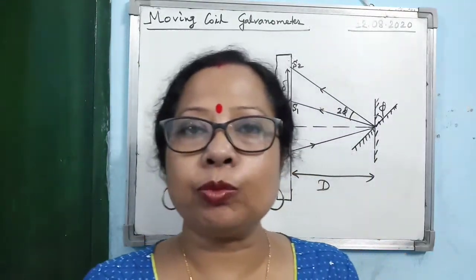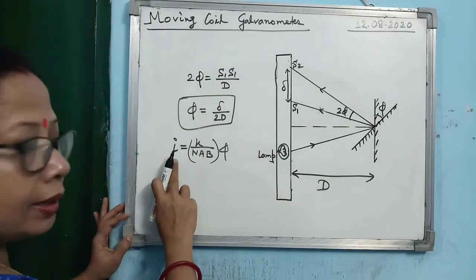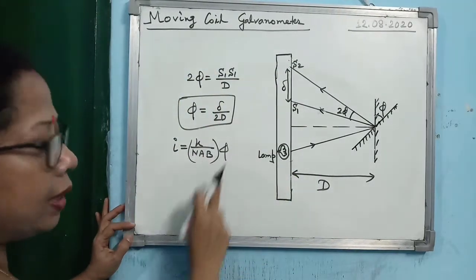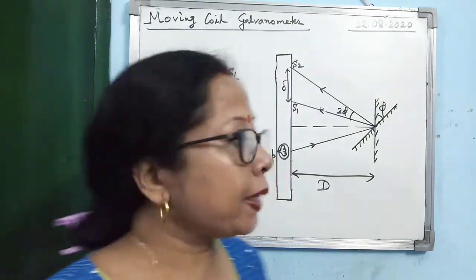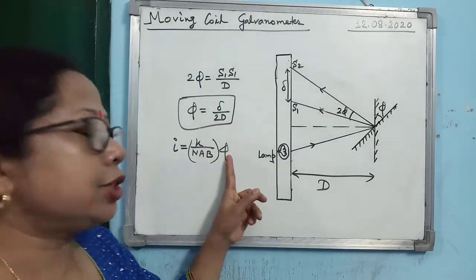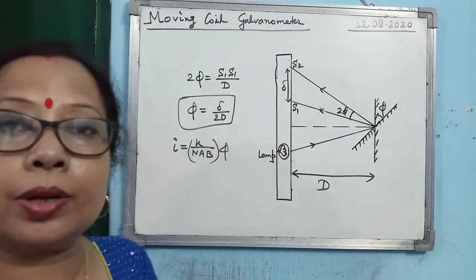So I was discussing the moving coil galvanometer and we got this relation that I is equal to K by NAB into phi, when we use concave pole pieces. Now here, how do we measure the angle of twist suffered by the phosphor bronze fiber?